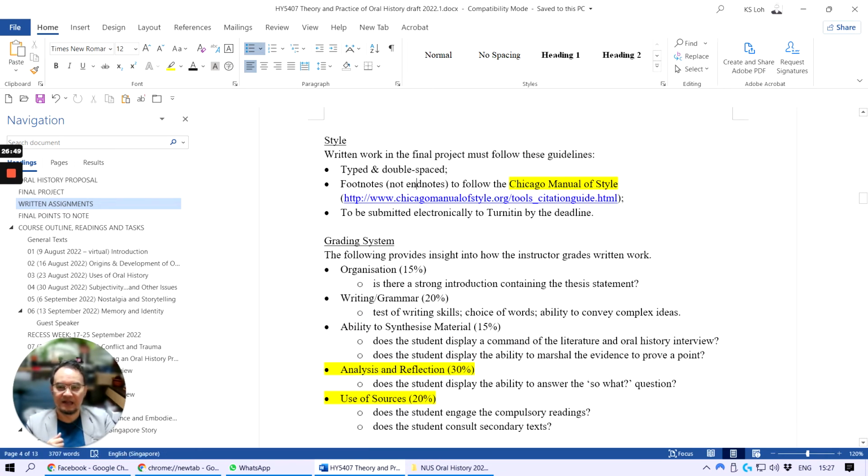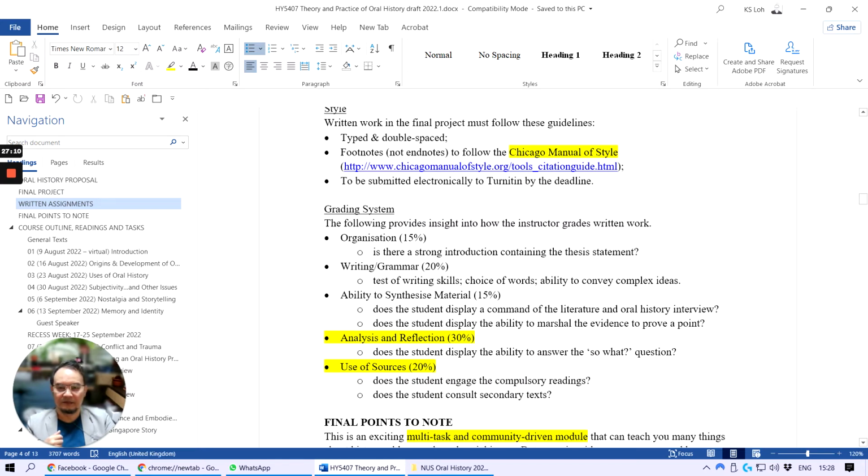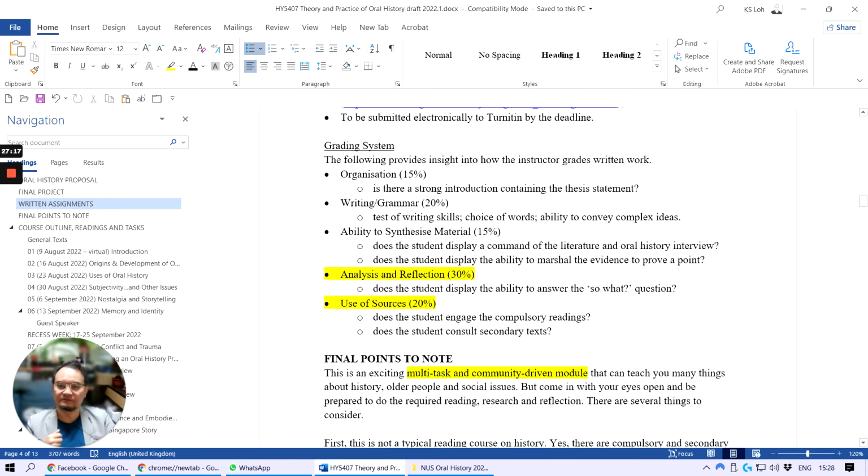A few other things. Style is something that historians and academics focus a lot on, and we are using the Chicago Manual of Style. So if you want to cite a source, a website, or a textbook, follow this link and use the Chicago Manual of Style.